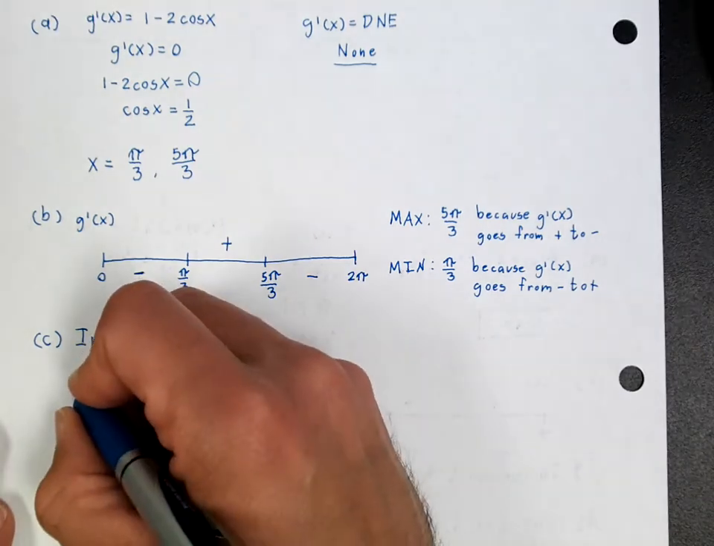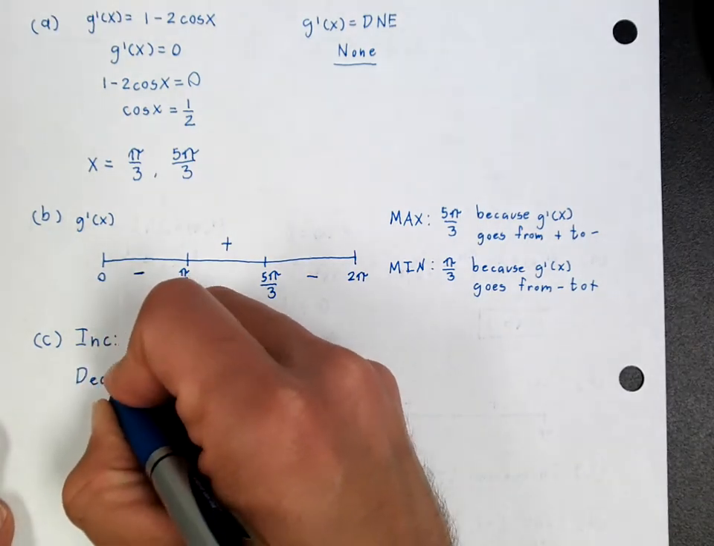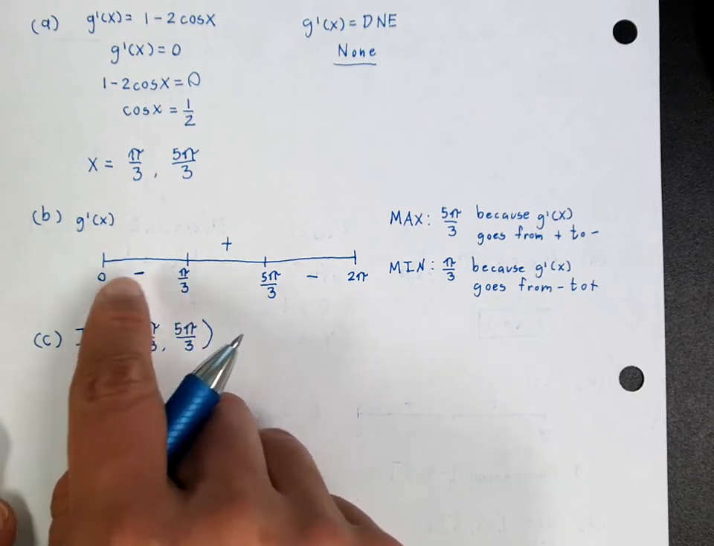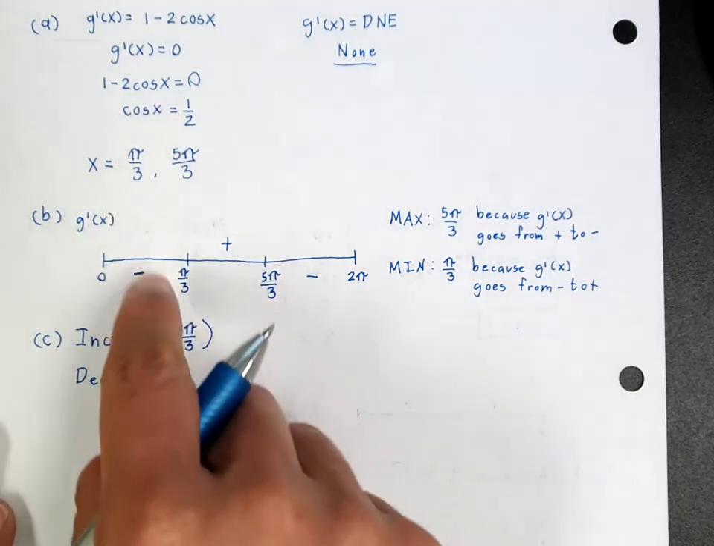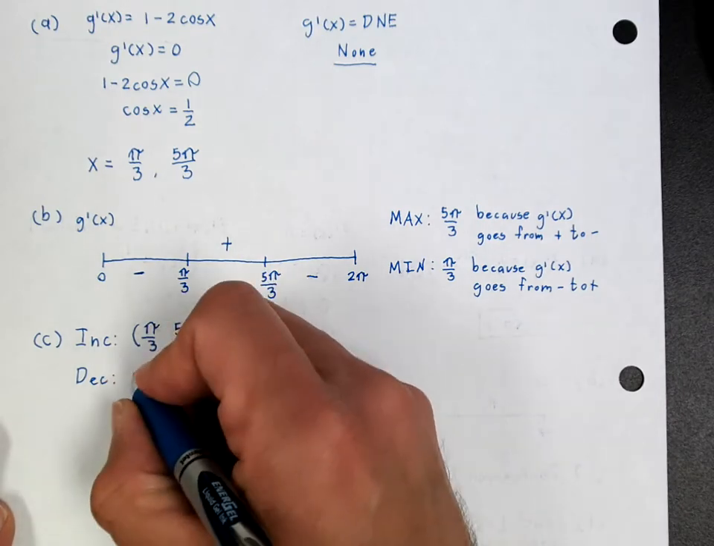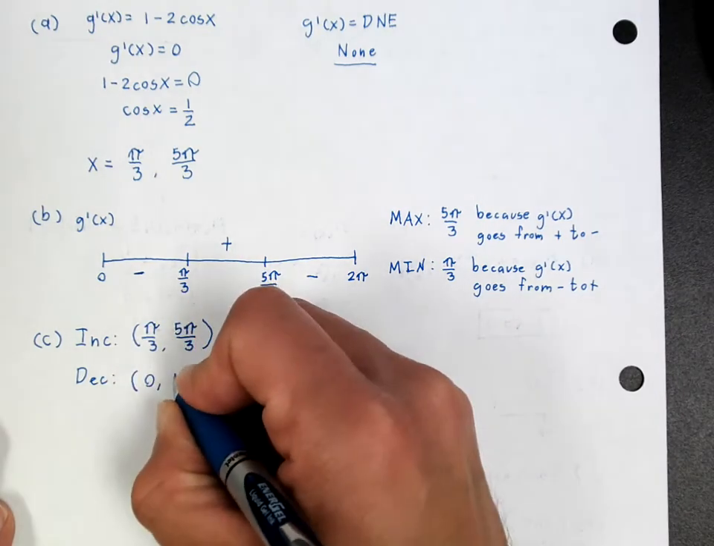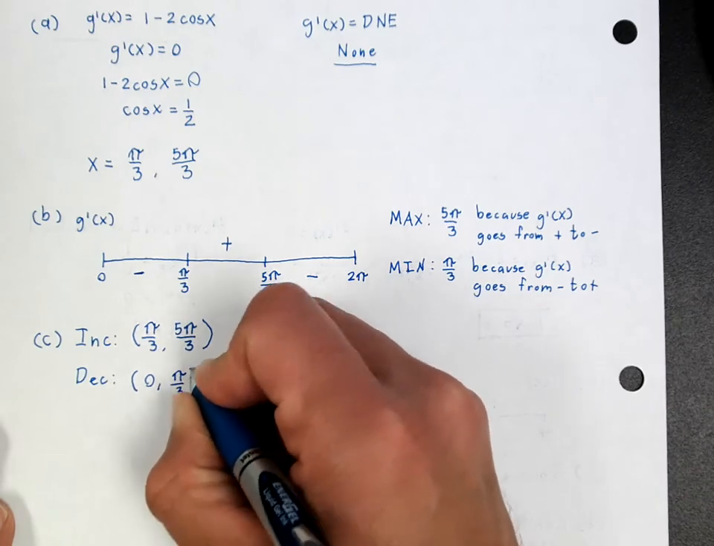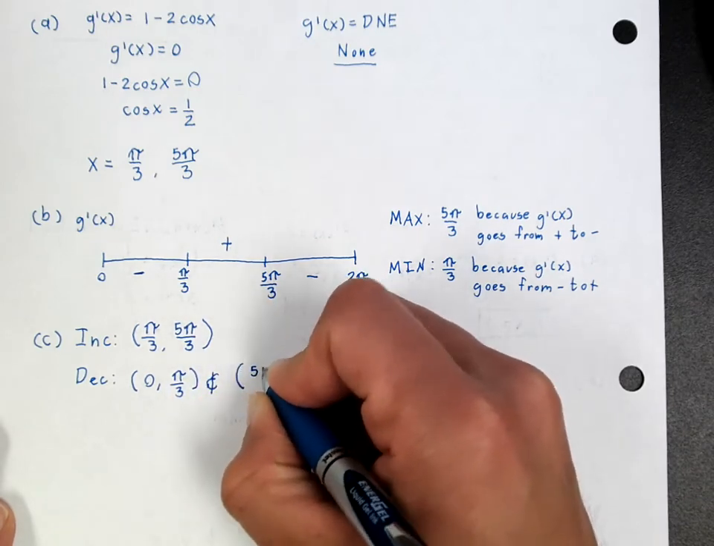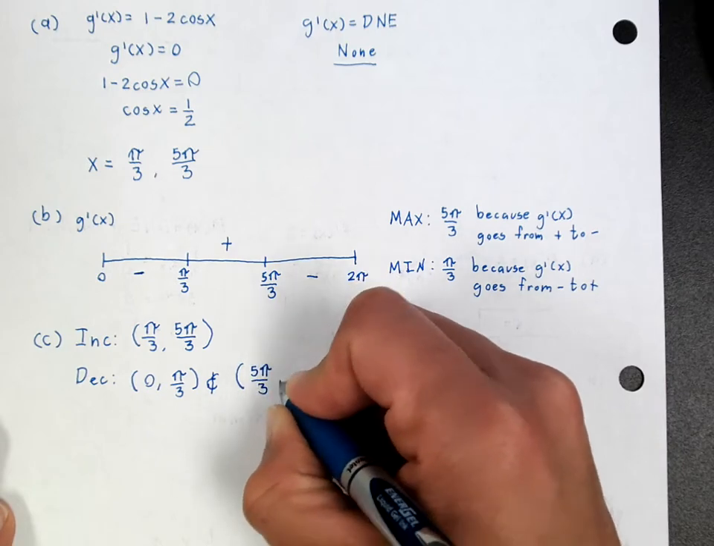Okay. Now I'm decreasing in two different spots here. I'm decreasing between those two, right? You can tell if the derivative is negative, then g of x is going to be decreasing here and here. So it's going to be decreasing between 0 and pi over 3 and between 5 pi over 3 and 2 pi.